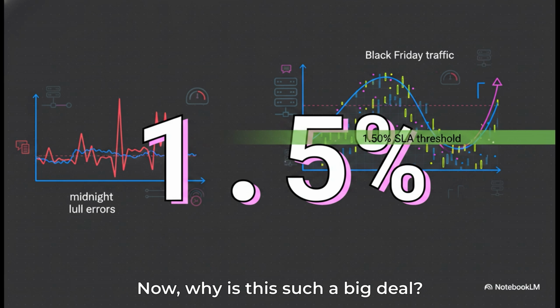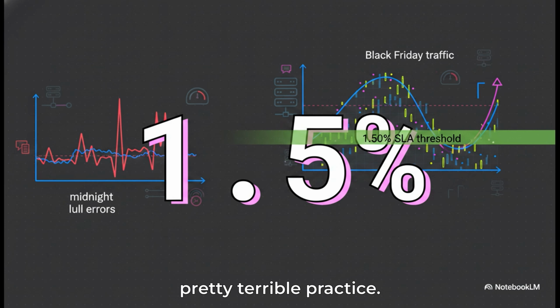Now, why is this such a big deal? Because, as our sources point out, alerting on an absolute count, like, hey, alert me if there are 100 errors, is actually a pretty terrible practice. Think about it. 100 errors during a quiet midnight lull, that's a total catastrophe. But 100 errors during a massive Black Friday traffic spike, that's perfectly normal. Alerting on a 1.5% error rate, however, is directly tied to your service level objectives, or SLOs. It remains totally meaningful and highly actionable no matter what your traffic volume looks like.